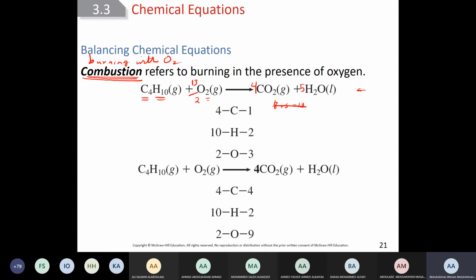But we don't like to have fractions in chemical equations. How can you get rid of the fraction? Multiply the whole thing by 2. So what will it be when I balance it? 2 C4H10. Then what should I put here? 13. And I should not put 4 here. What should I put here? 8. And here? 10. Can you balance things now, this way? Yes.